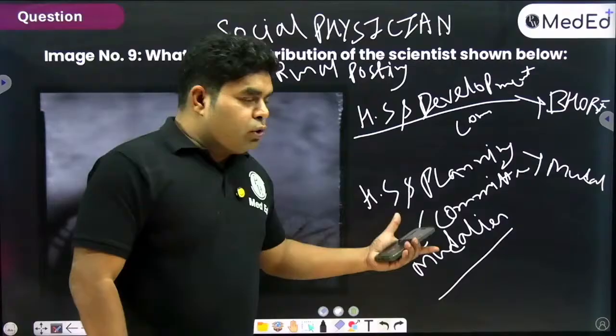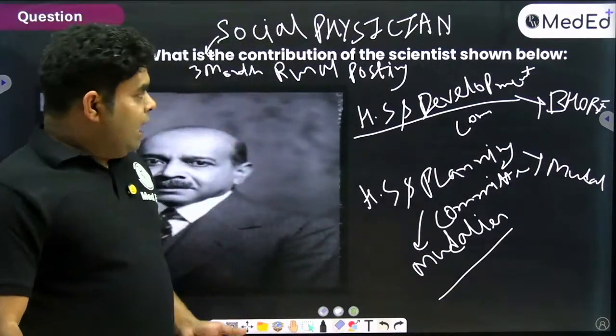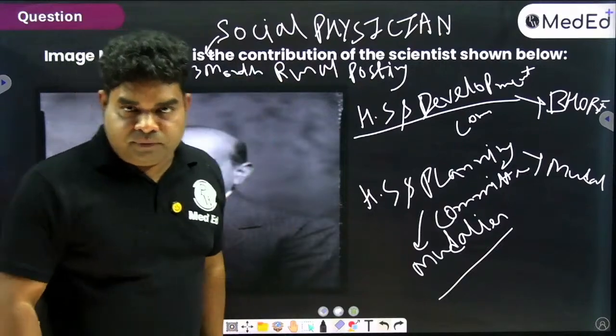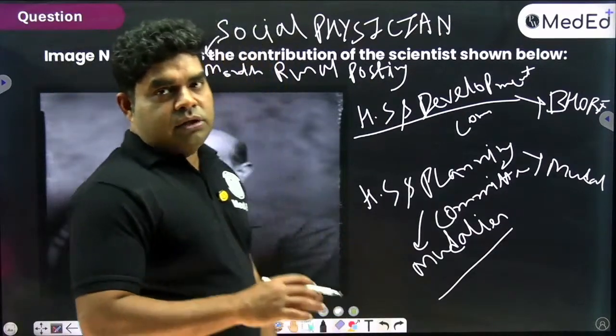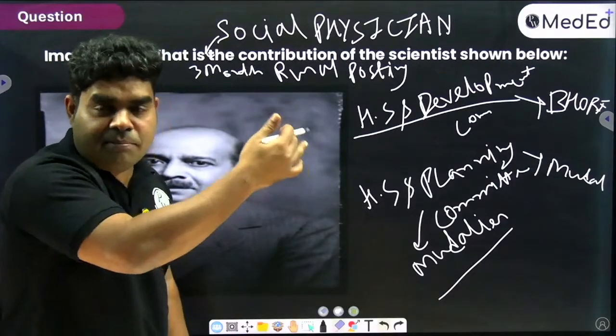Mudaliar also said that we need Indian medical services same as IAS. And Bhore said 3-month rural posting. So these are the two committees which are confusing. I hope you remember Bhore first, sunrise. So Bhore comes first, and planning is Mudaliar.